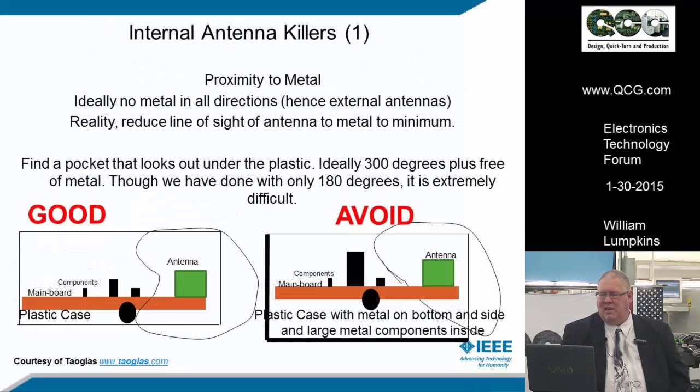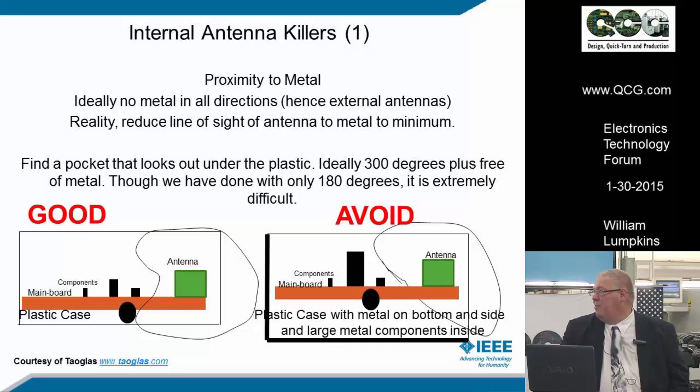Tau Glass sent this to me. It's a pretty good example. We can see on the good side there on the left, they have the antenna towards the end. It's pretty much away from all the main components, and it's in a plastic case. The radiation pattern doesn't really have anything interfering with it.